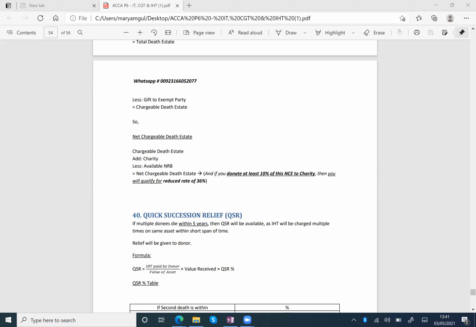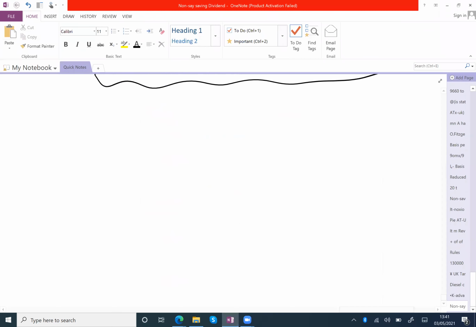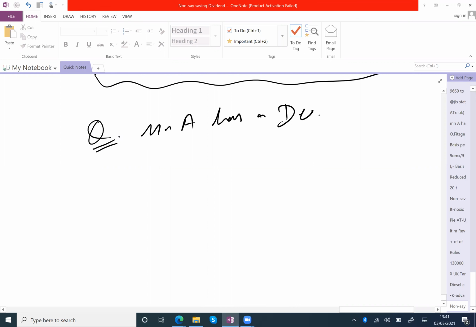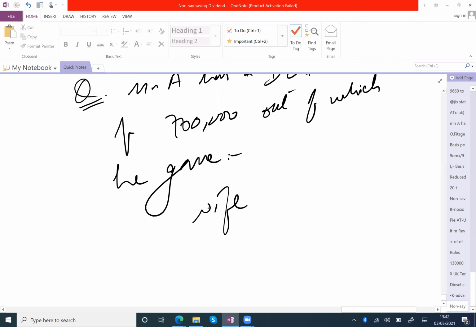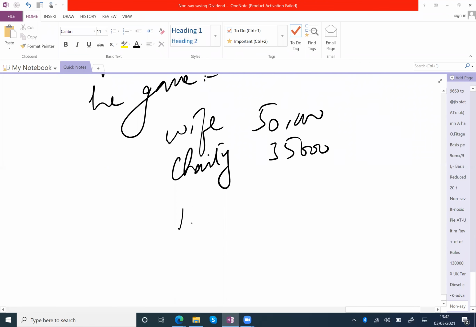So if you donate 10% of this net chargeable death estate to charity, then you will qualify for the reduced rate of IHT. Now please write down a question on it. For example, the question is, Mr. A has a death estate of 700,000, out of which he gave, next line, to wife 50,000, charity 35,000, and the rest to his son.